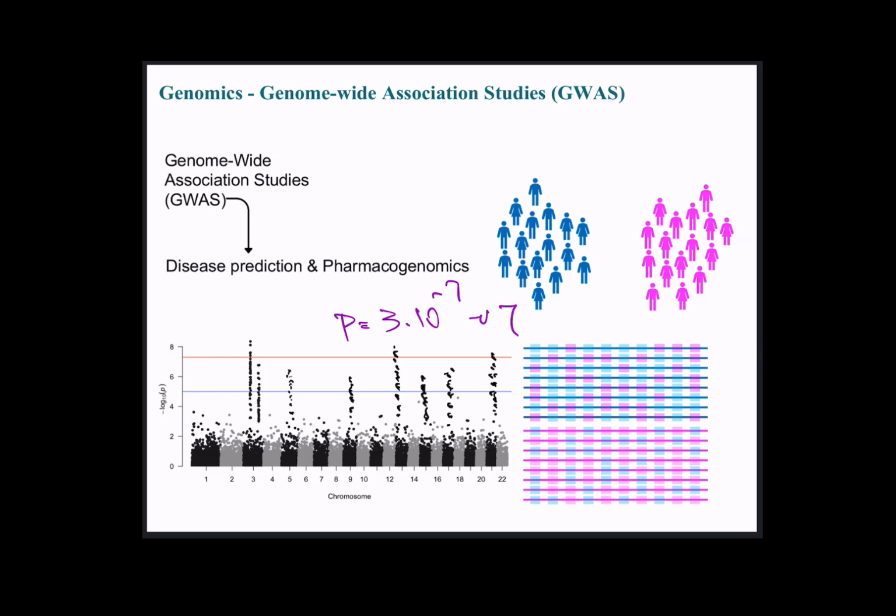GWASs nowadays are normally run for much more complex conditions, things that we know are not monogenic. So you run a GWAS for things like, again, these are examples, but cardiovascular disease or diabetes or rheumatoid arthritis or psychosis, like these very complex conditions that we know are not monogenic. If they were monogenic, they would track easily in a family pedigree. We would know it, right? These are way more complex.